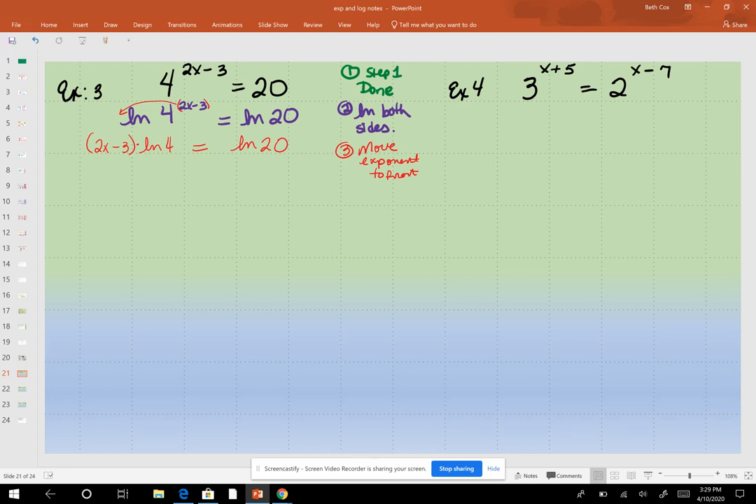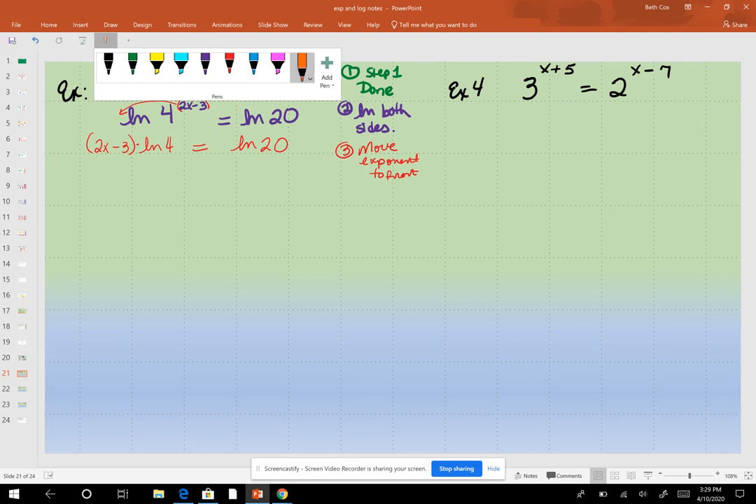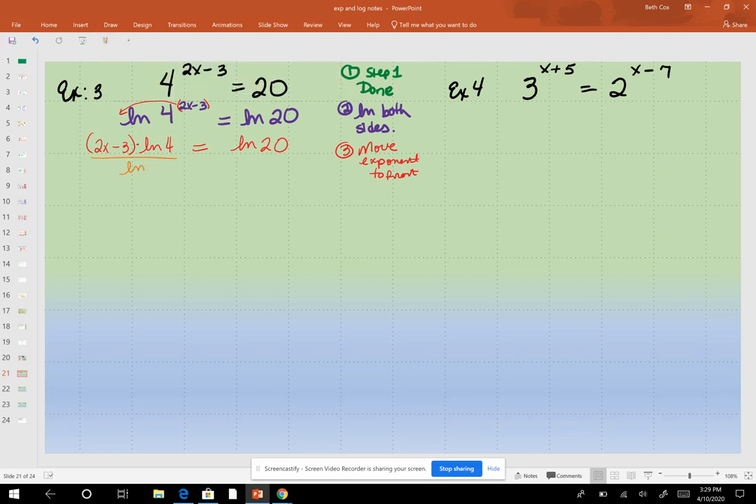For the sake of being easier, we can divide both sides by natural log 4 as our first solve step. I can divide both sides by natural log 4, and that gives me 2x minus 3 is equal to natural log 20 over natural log 4. Now you're thinking, can I simplify that? No. So first thing I did was divide both sides by natural log 4.